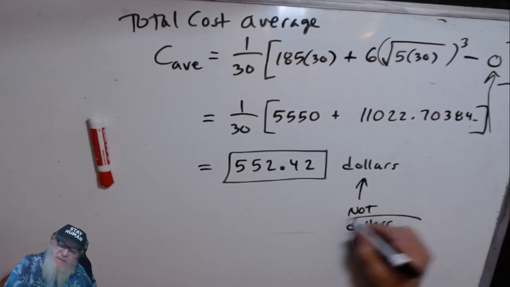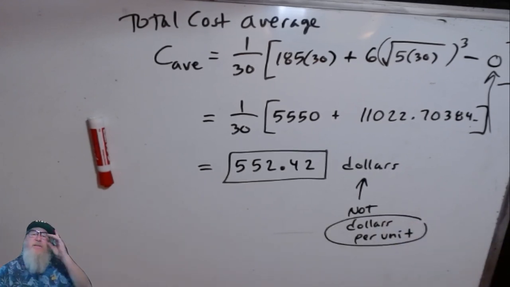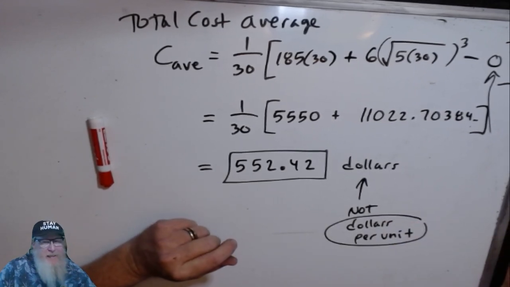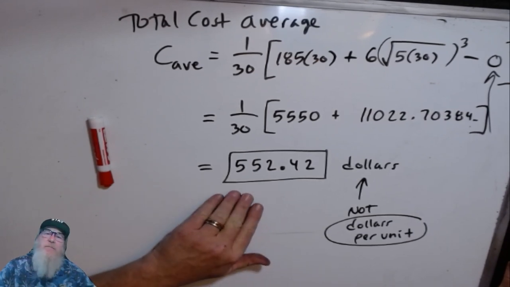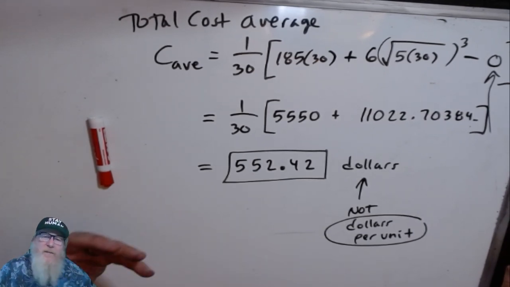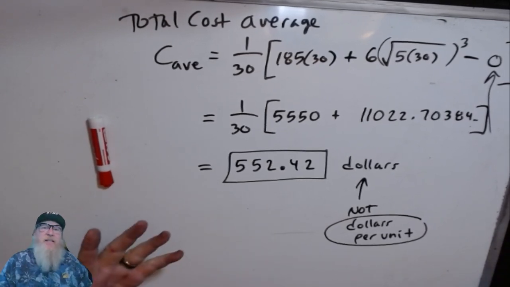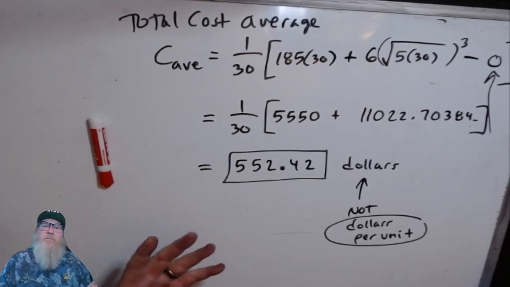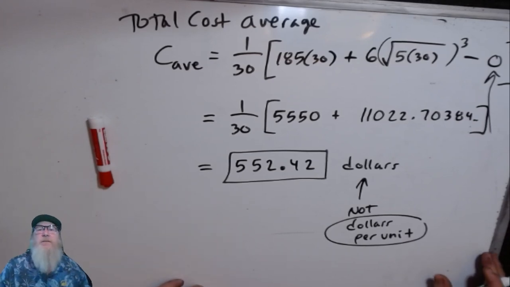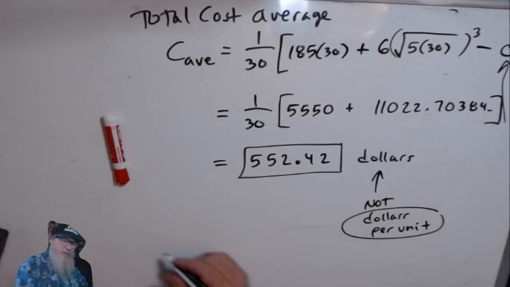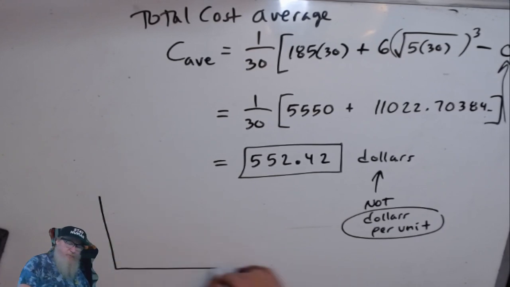I had a tough time with this as a student, and honestly, even as a professor, when I'm explaining it. Because you might think, oh, it's costing me $550. You report this to somebody, you give them the number. They say, really? It's costing me $500. That's the average? $552 per unit? No. That's not what it means. Again, let's explain what it means now.